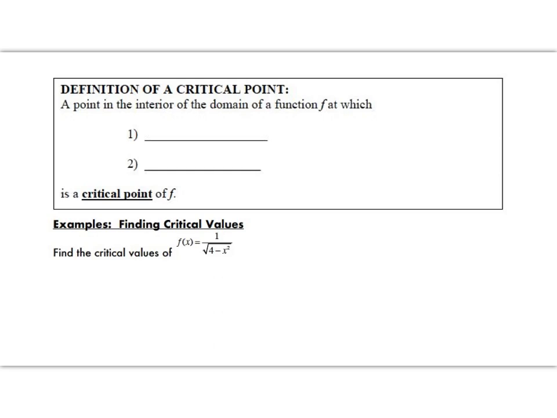And that definition is this one. It's the definition of a critical point. A point that is on the interior, okay, so emphasis on interior, somewhere in between a and b. A point that is in the interior of a domain at which either f prime of x is 0 or f prime of x does not exist. Okay? Those are two spots where we will find critical values of our function f.